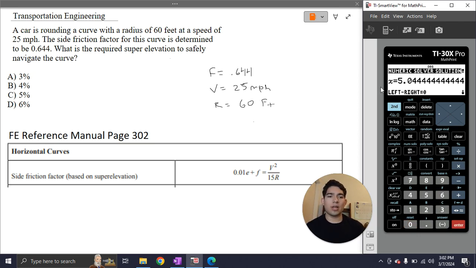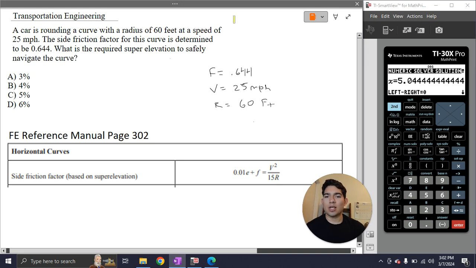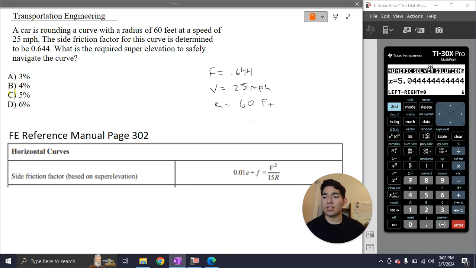So once you go ahead and solve, you'll see that the answer is 5.04. If we take a look at our multiple choice answers, the number closest to that is 5%, so our answer is C.